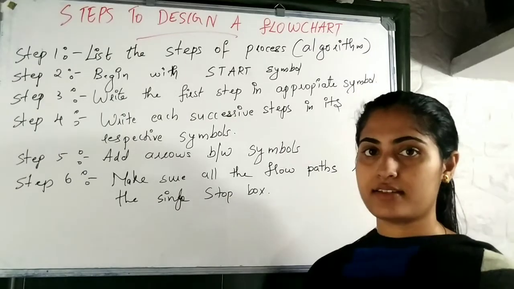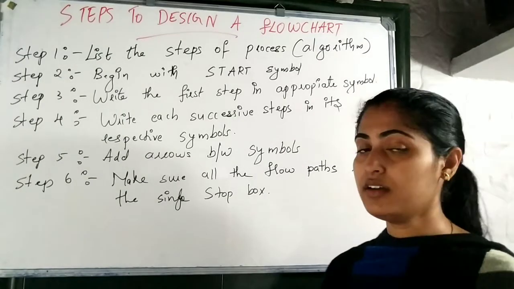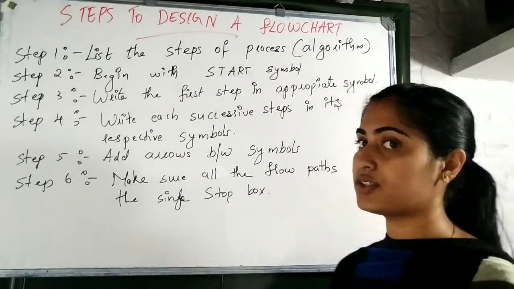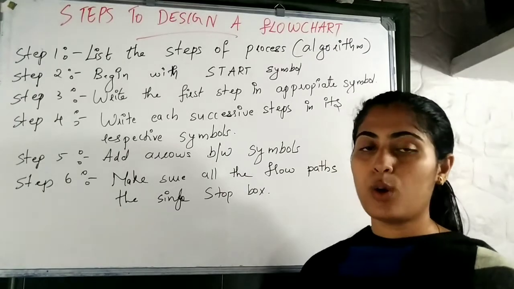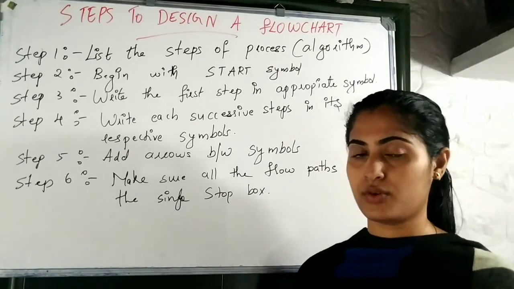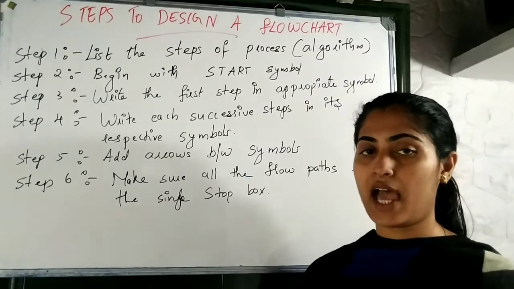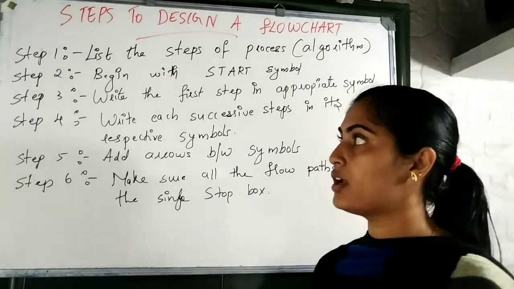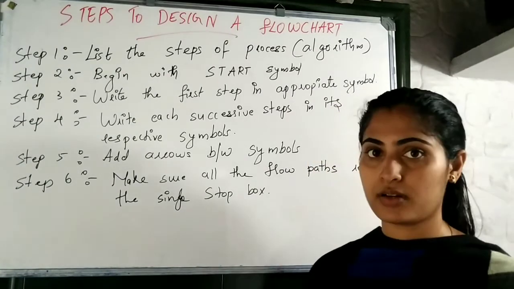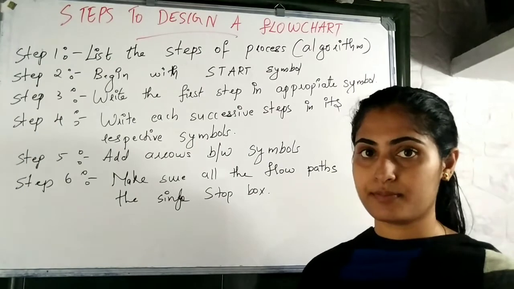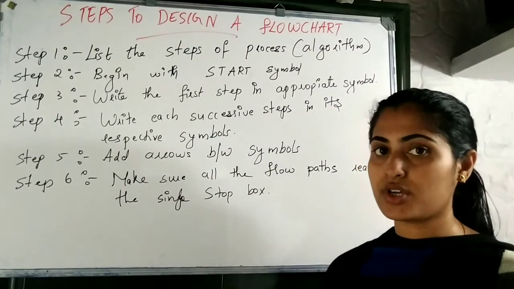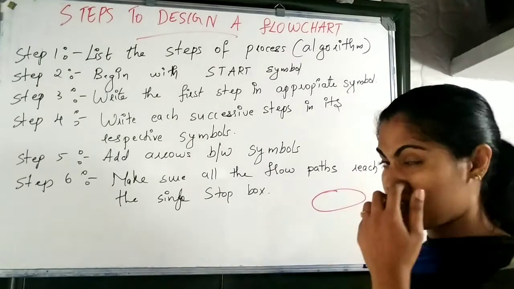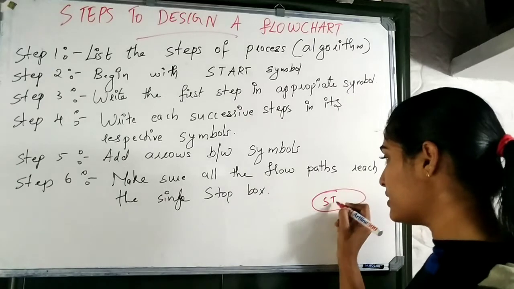Next, let us see the steps for designing a flowchart. First step is list the steps of the process. That is, you have to write the algorithm first. Only on the basis of algorithm can we design a flowchart. So first you should write the algorithm, and on the basis of this algorithm we will draw the flowchart. Step number 2, begin with the start symbol. Of course, algorithm begins with a start, so your flowchart also will begin with a start symbol. Which is the start symbol? Oval shape is the start symbol, and inside that we will be writing start.